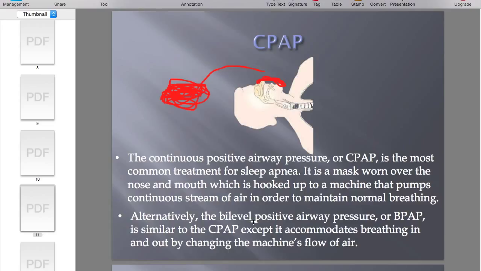Or you could treat it with a bilevel positive airway pressure, or BPAP machine, which is similar and pretty much does everything the CPAP does, except it changes the machine's flow of air to kind of mimic breathing in and out of the body, so it's more natural.